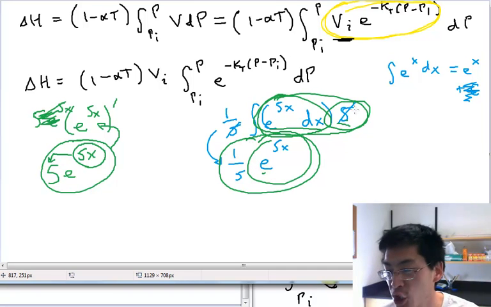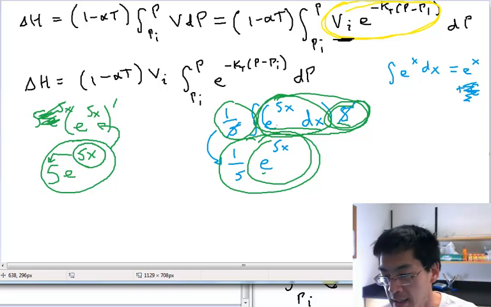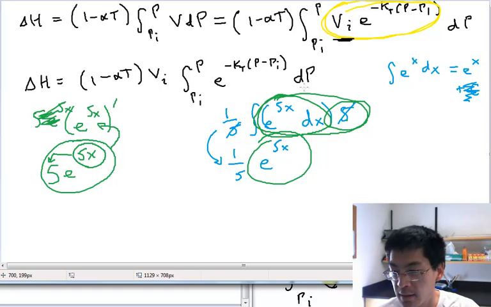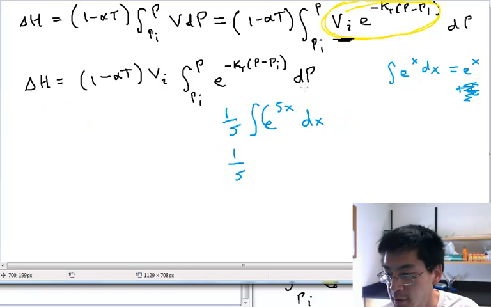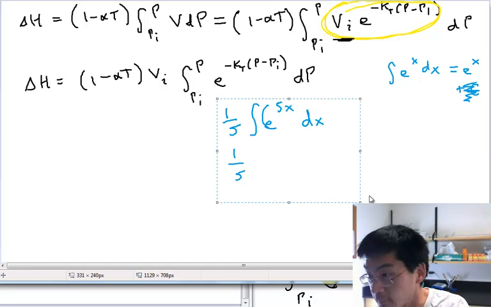But the real answer is 1/5 e to the 5x, because I couldn't have put the 5 there unless I had compensated by putting 1/5 out here. So the answer to the integral of e to the 5x dx is 1/5 e to the 5x. Okay? So in the same way, let's get rid of all this. Okay, so I'll have to delete this.